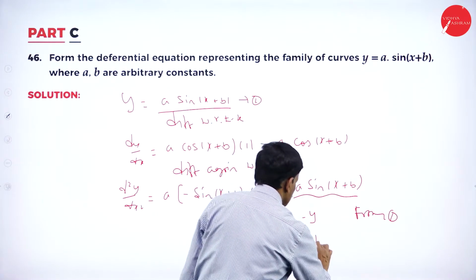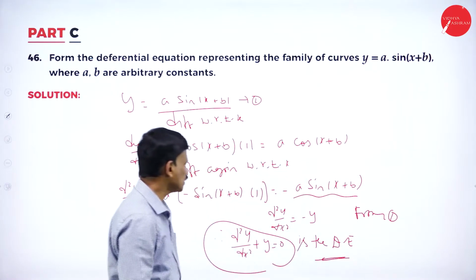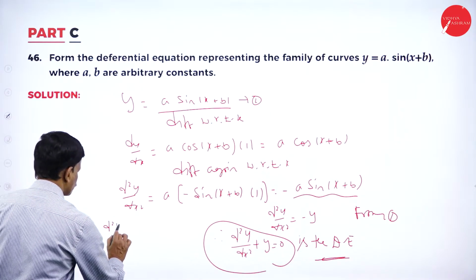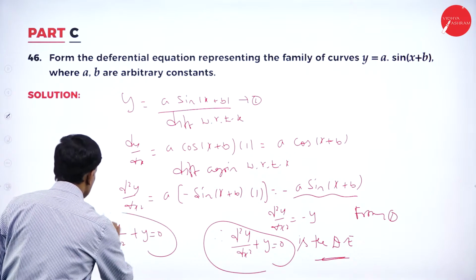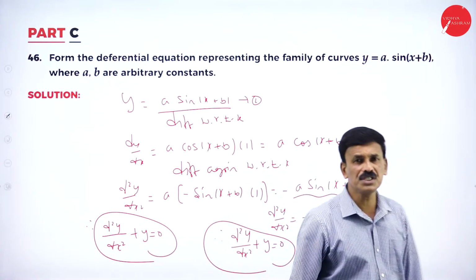differential equation, required differential equation. So, d square y by dx square plus y is equal to 0 is the required differential equation. What is the order? Order is 2 and degree is also 2.